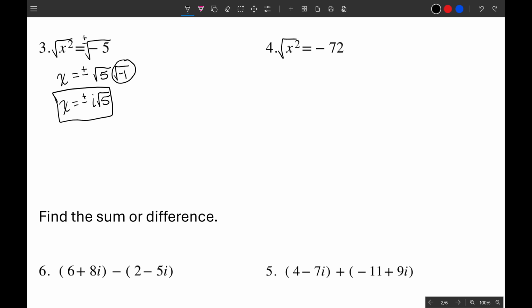All right, the square root of x squared, I'm going to square root both sides. I know I have a positive and a negative answer. So x is equal to plus or minus. Now again, I'm square rooting a negative, so I know that I'm going to have an i in my answer.